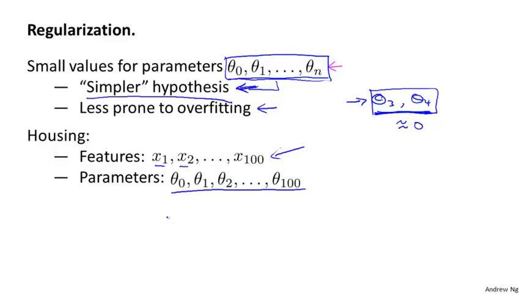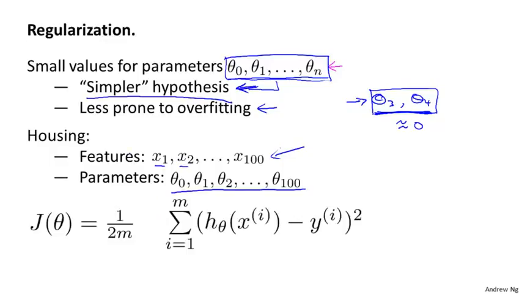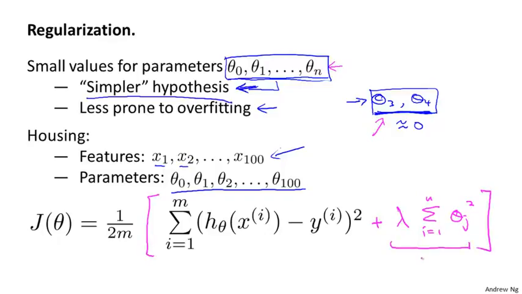So in regularization, what we're going to do is take our cost function. Here's my cost function for linear regression. And what I'm going to do is modify this cost function to shrink all of my parameters, because I don't know which one or two to try to shrink. So I'm going to modify my cost function to add a term at the end, like so. Let me add square brackets here as well. I'm going to add an extra regularization term at the end to shrink every single parameter. And so this term will tend to shrink all of my parameters, theta 1, theta 2, theta 3, up to theta 100.